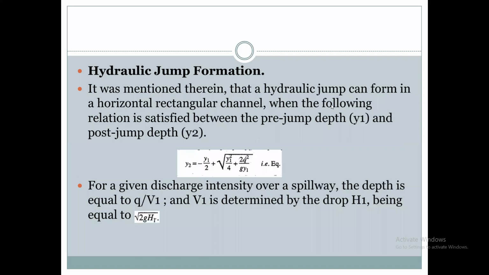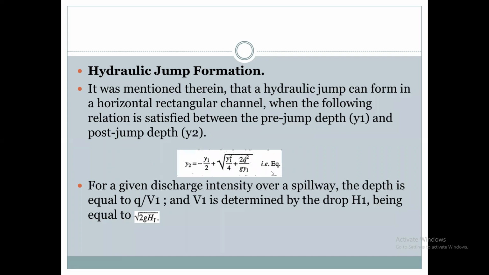The hydraulic jump formation is used to dissipate this energy. The hydraulic jump can form in a horizontal rectangular channel when the following relation is satisfied between the pre-jump depth and post-jump depth, that is y1 and y2. Pre-jump depth is y1, post-jump depth is y2. The relation between the two is given by this equation. A hydraulic jump can form in a horizontal rectangular channel when it satisfies this equation.